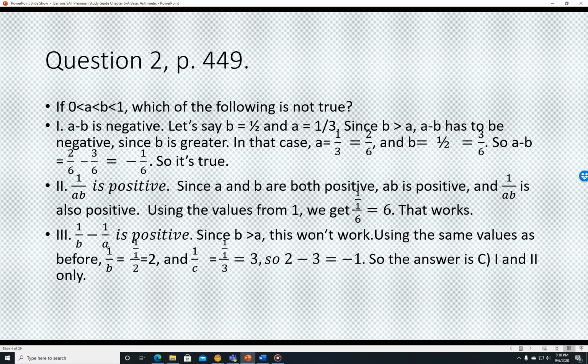So using the same values as before, 1 over b is equal to 1 over 1/2, which is just 2, and 1 over a is equal to 1 over 1/3, which is 3, so 2 minus 3 is negative 1. So the answer is C, 1 and 2 only.